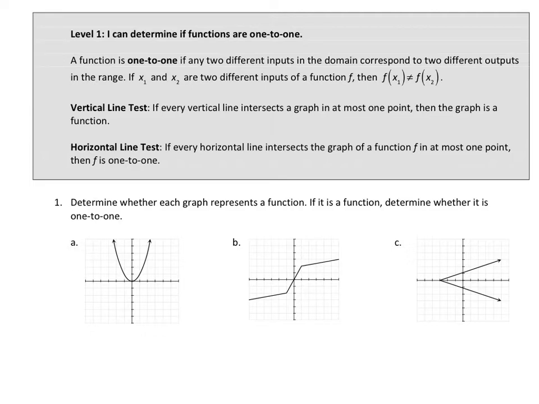Now, remember we used the vertical line test whenever we were determining if something was a function. Now we're going to use a horizontal line test to determine if a function is one-to-one. So if a function touches a horizontal line more than once, it's not one-to-one.